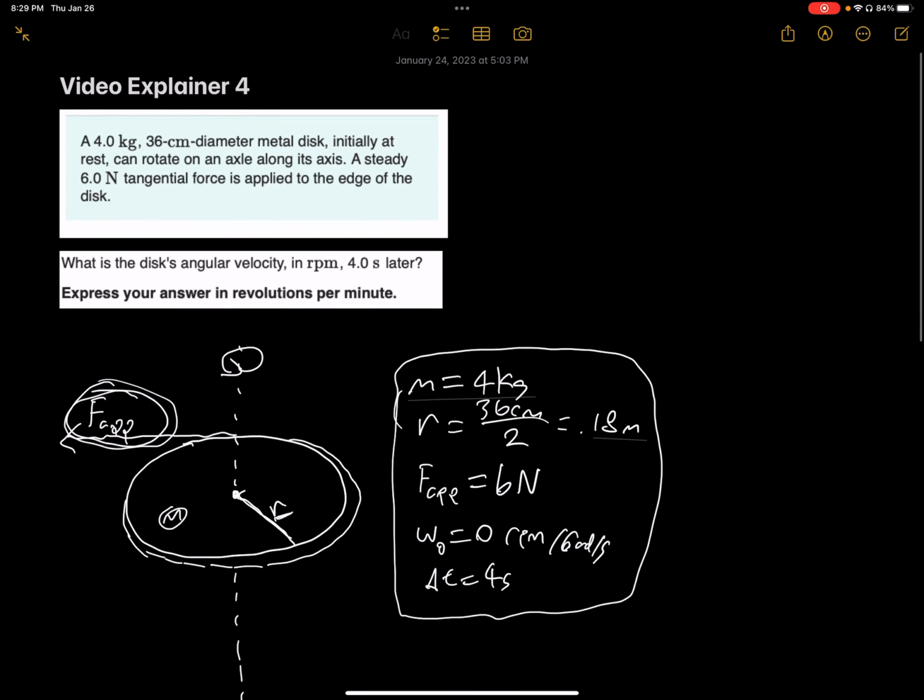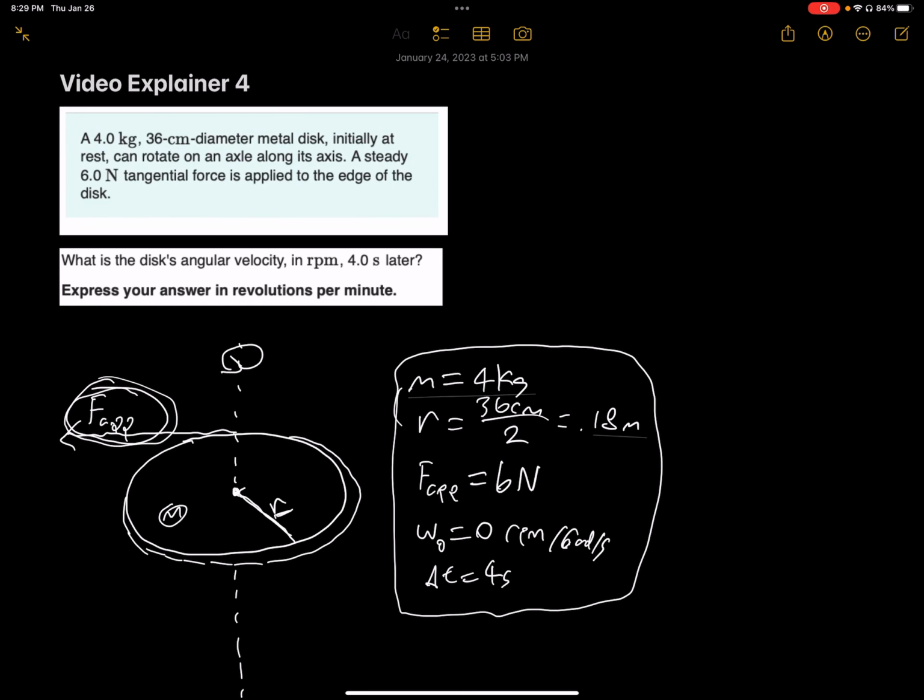Okay, so this is my video explainer 4, where I do problem 12.28 from homework 2. The problem has the situation where there's a 4 kilogram, 36 centimeter diameter metal disc, which is initially at rest and can rotate on an axle along its axis. A steady 6 Newton tangential force is applied to the edge of the disc tangentially.